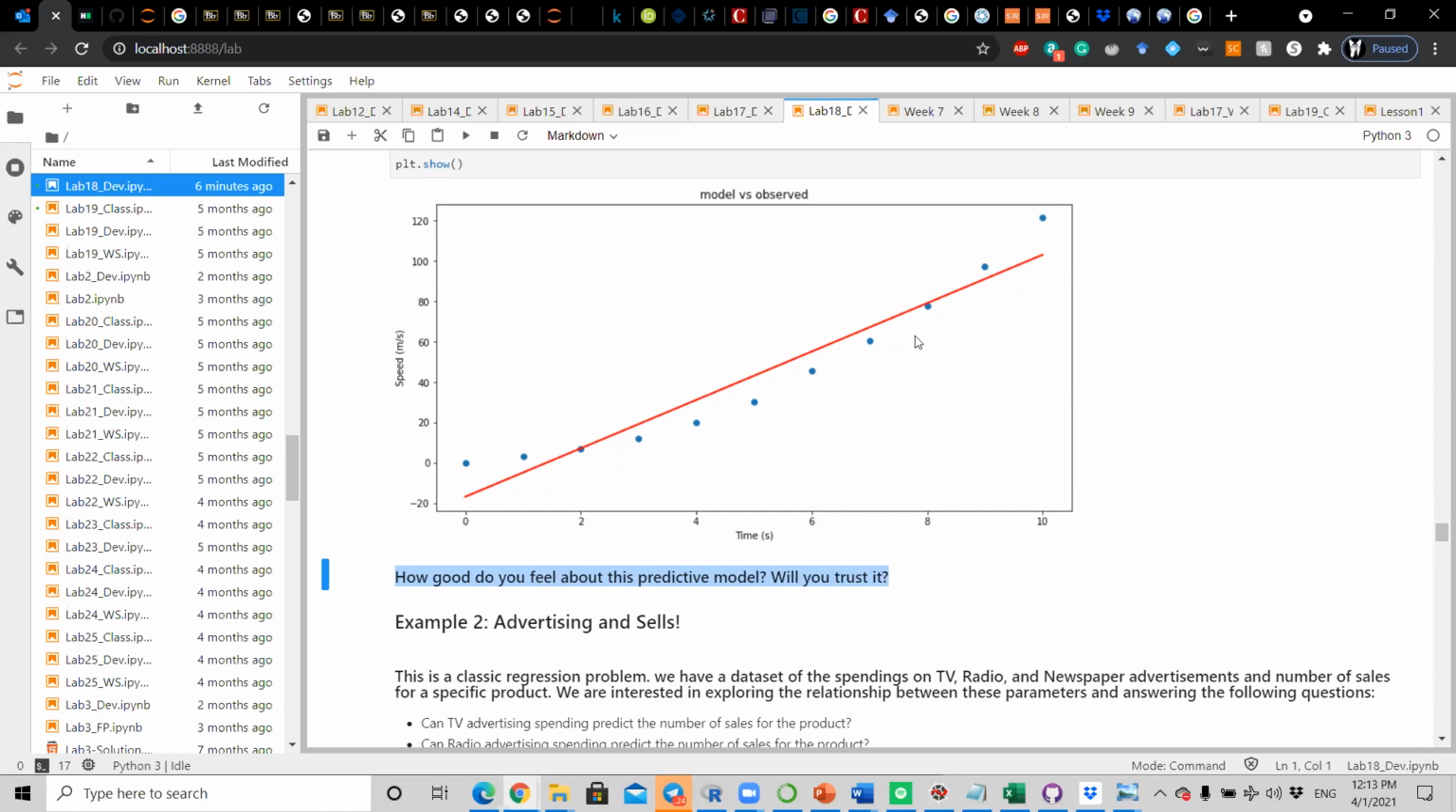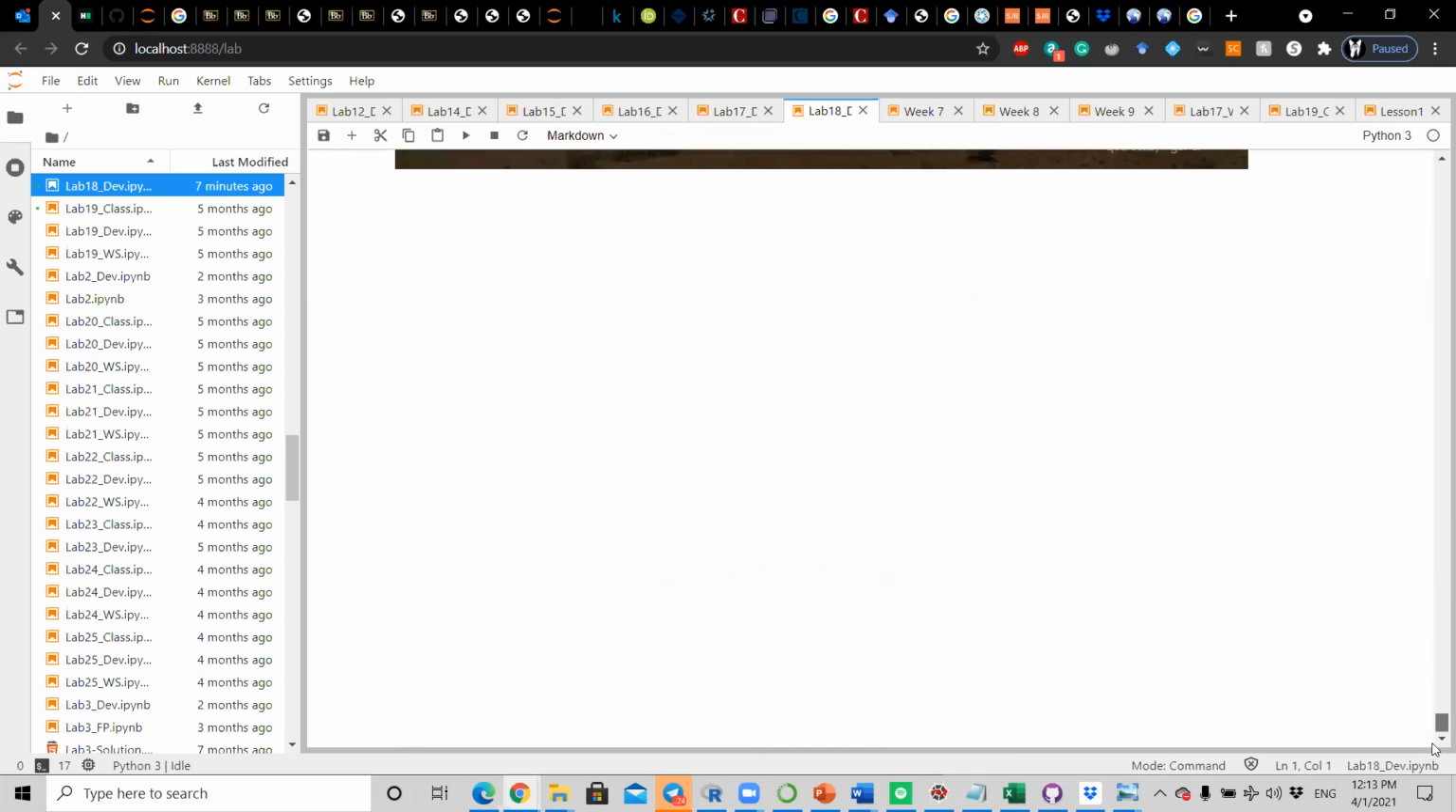Okay, any questions about the regression problem that we covered in the lab so far? Okay, I have left a quotation at the end of this lab. I'm going to show it to you now.